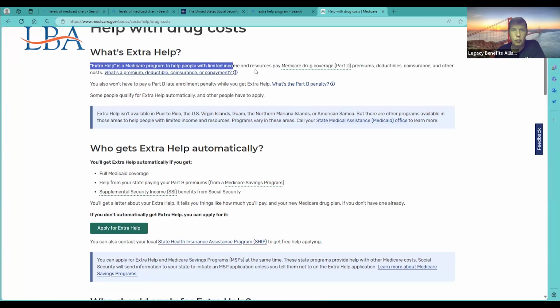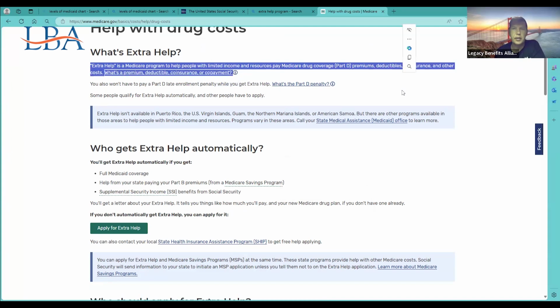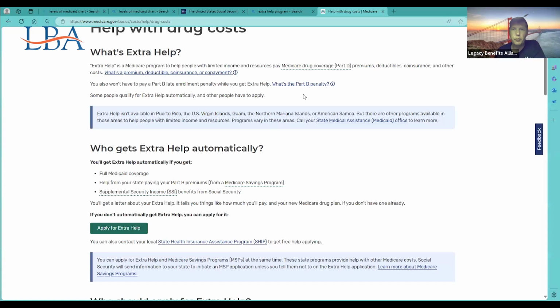It's a Medicare program to help people with limited income and resources pay for their Part B premiums, deductibles, co-insurances, and other costs, right? Will it cover the Part D penalty? Here's a cool thing. If you find somebody who's low income and says, you know what, I never signed up for a drug plan because I couldn't afford it, sign them up for extra help. And if they get it, it waives their penalty. They will not pay a Part D penalty.